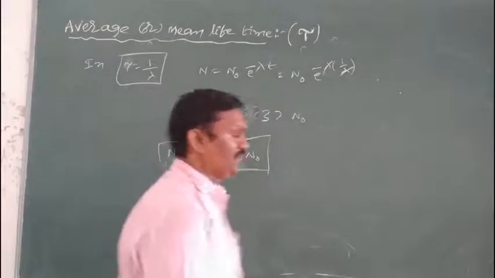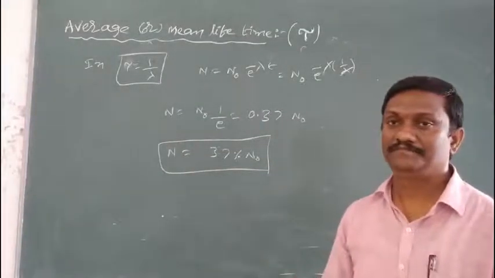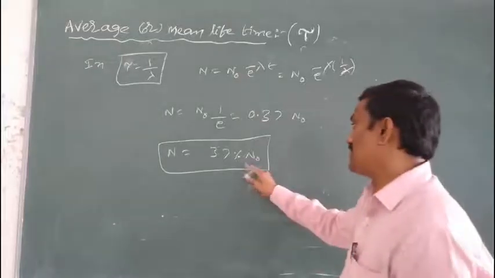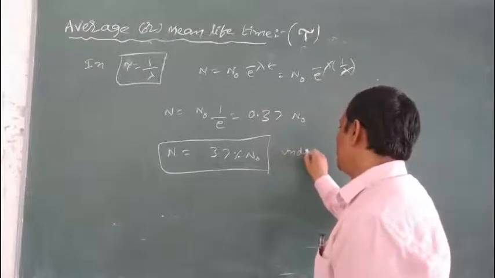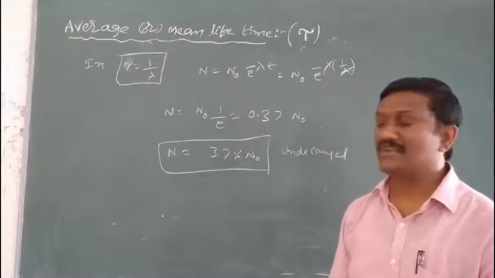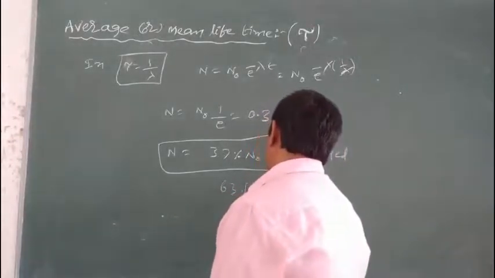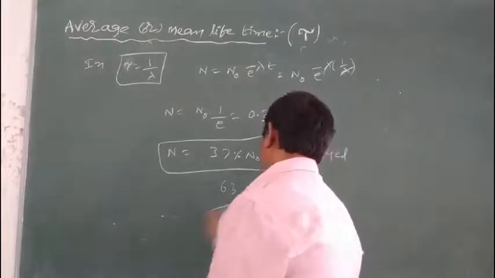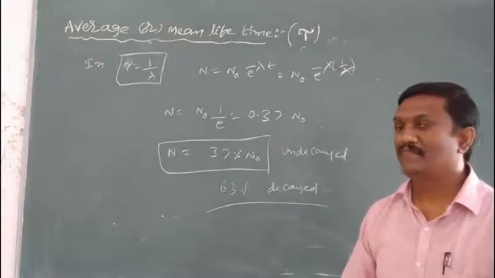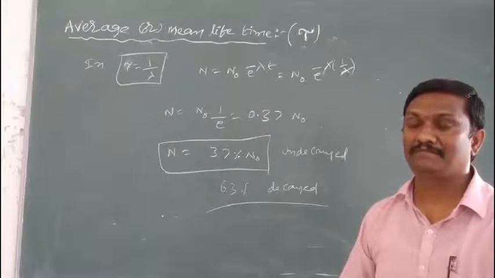That corresponding lifetime is also called as a mean lifetime. So in case of mean lifetime, 37% of atoms are undecayed. If 37% of atoms are undecayed, the percentage of atoms decayed means 63% of atoms are decayed. So that is about average lifetime and expression for average lifetime.